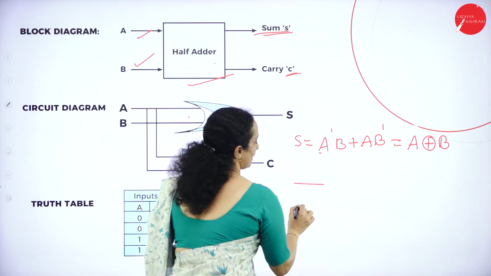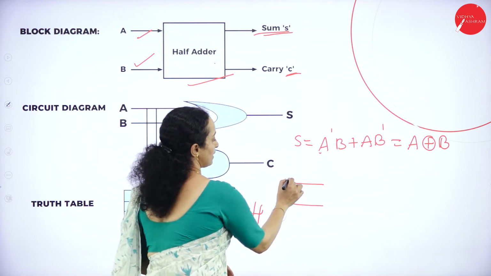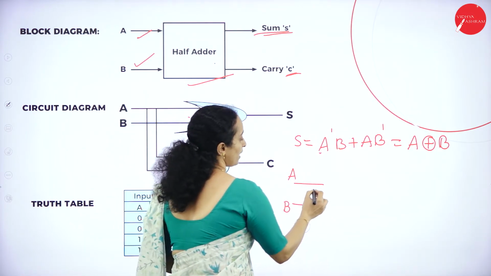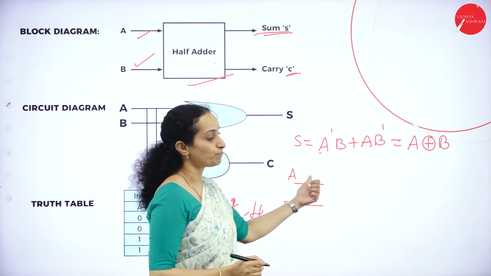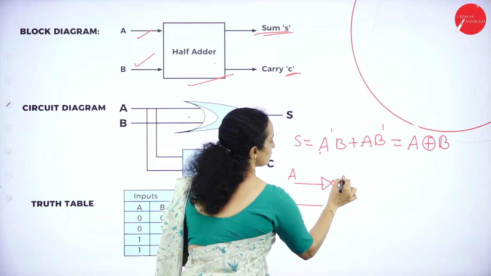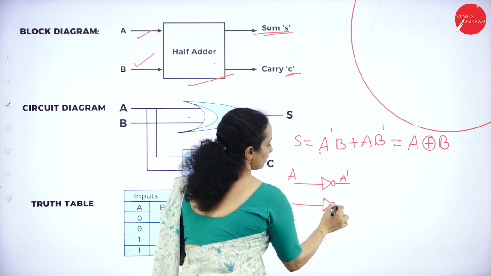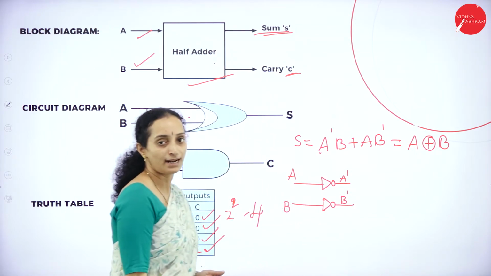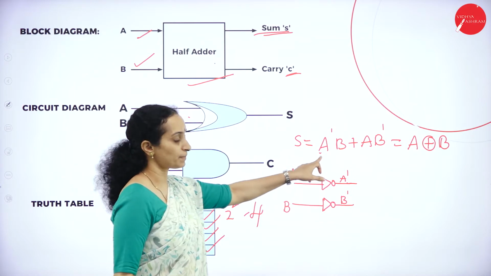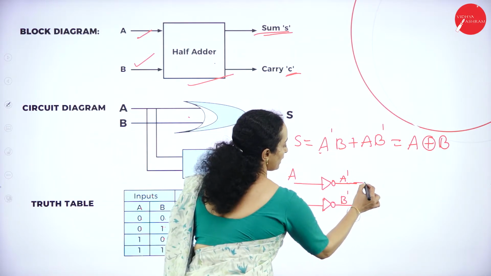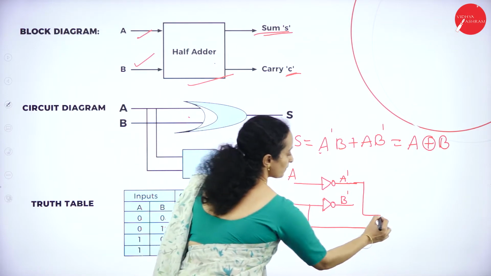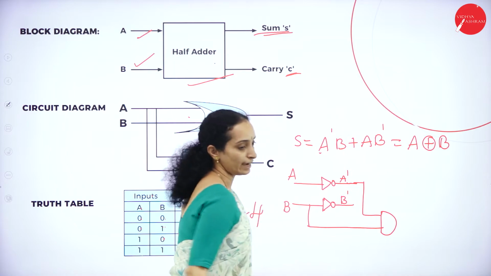We have two inputs, A and B. This is recognized as A and this is recognized as B. Now, A dash into B. How do you get the A dash? When you put a NOT gate to the A, then we get A dash. If you give another NOT gate to the B, it will give you B dash. The first expression is A dash into B. You can take the input as A dash into B, and that is the AND gate we are using.